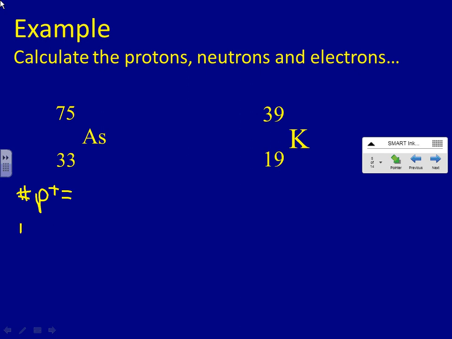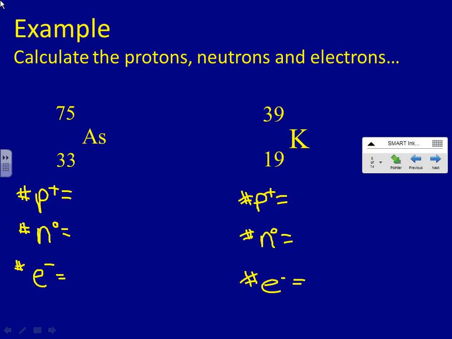So do the number of protons, do the number of neutrons, do the number of electrons. Same thing with this one. Number of protons, number of neutrons, number of electrons.